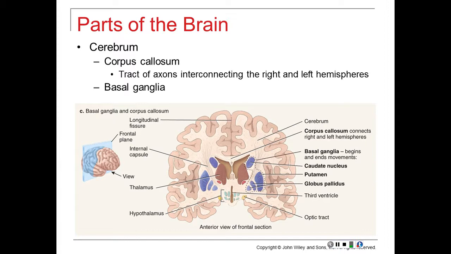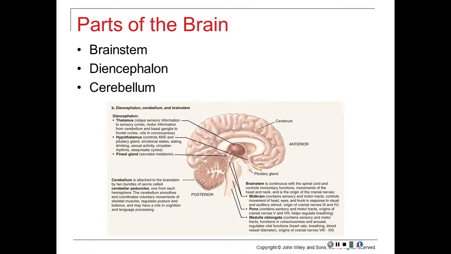Here you can also see some special structures that you will go over in labs, such as that longitudinal fissure dividing the brain into right and left hemispheres, a structure called the thalamus, which we'll talk about in a little bit. The internal capsule is kind of like the meat of the brain. And then some other structures here, such as the hypothalamus, optic tract, and third ventricle. We'll get into all of these soon enough.